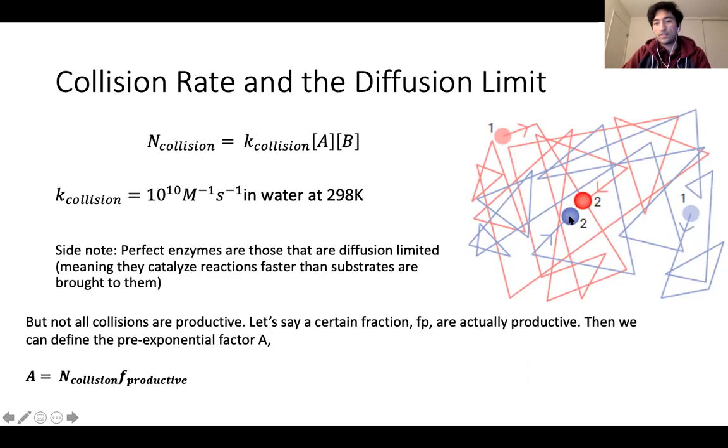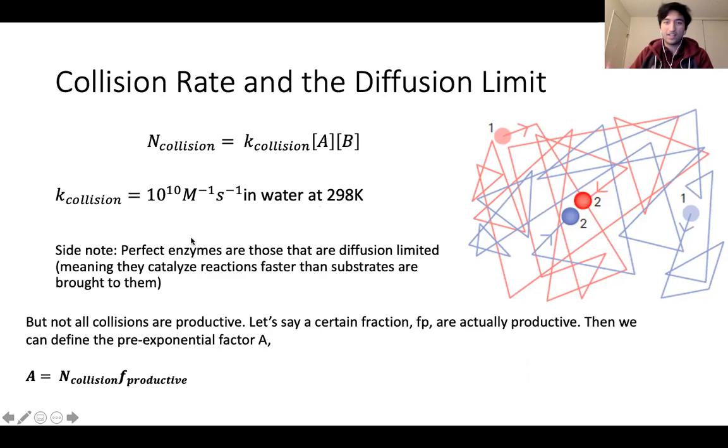And as you would imagine, the number of collisions or the rate of collisions is related to the concentrations of the molecules, of course, because if you have more molecules, then you're more likely to get more collisions. And furthermore, there's also this idea of an upper bound on how fast the molecules can move through the medium, which is the diffusion limit. In the case of water, it's about 10 to the power of 10 at 298 Kelvin. So this just gives you the limit for how fast molecules can actually move through the medium and collide. And that's ultimately what determines the maximum rate of collisions that are possible.